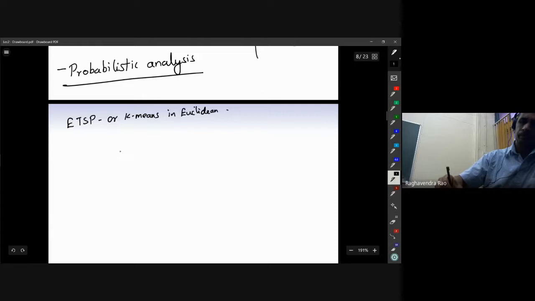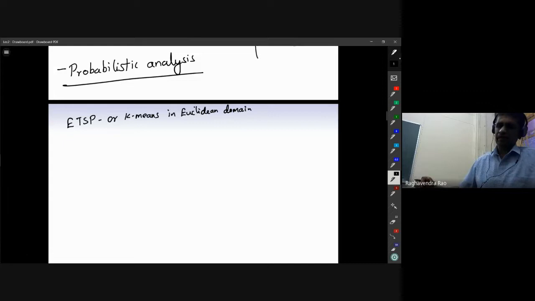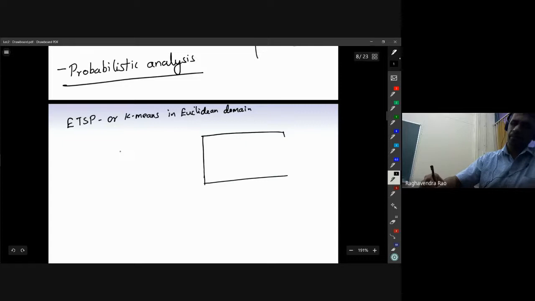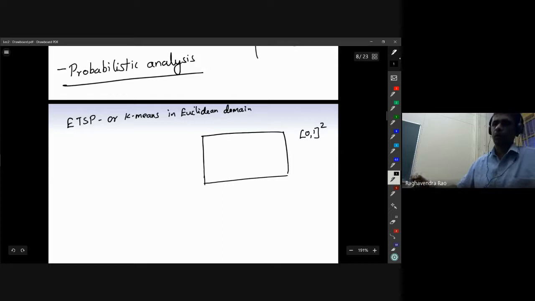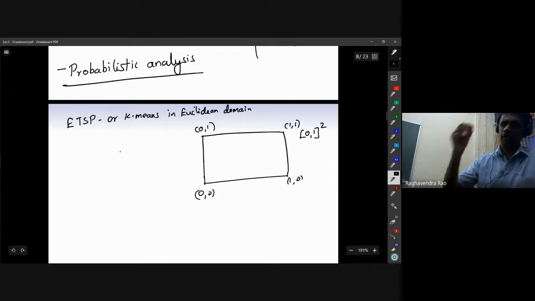Just to simplify things, I'll also give you an exercise where you can argue it out as well. So we'll just consider points taken from the unit square, with corners 0 0, 0 1, 1 0, 1 1. Suppose we are given n points. So how do you define the uniform distribution? You basically sample n points independently, uniformly at random.